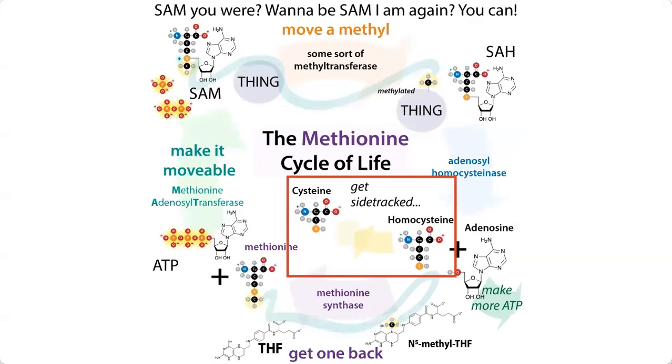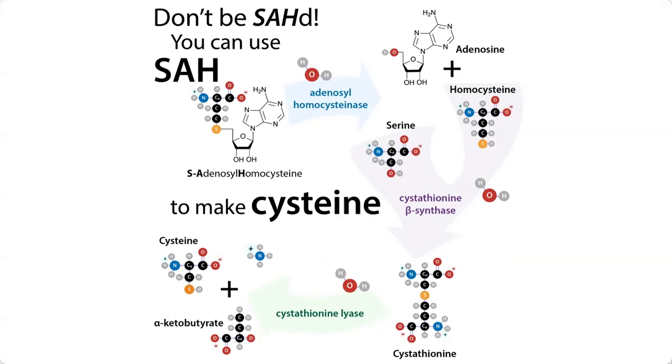An alternative fate for that homocysteine that we make is to generate cysteine. So we're still going to take that SAH and we're going to hydrolyze it by using adenosyl homocysteine in order to give us our adenosine and our homocysteine. But then what we're going to do is we're going to use cysteine beta synthase in order to combine homocysteine with serine, and then cysteine lyase in order to get us cysteine.